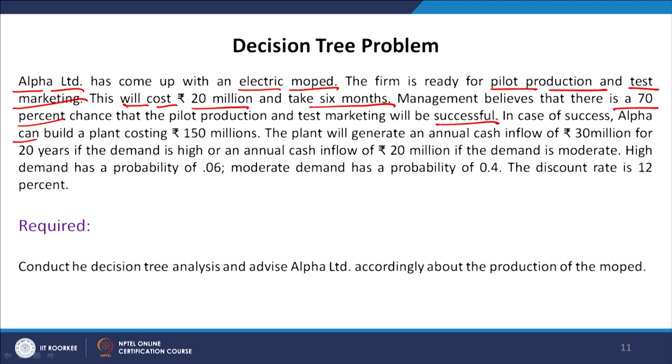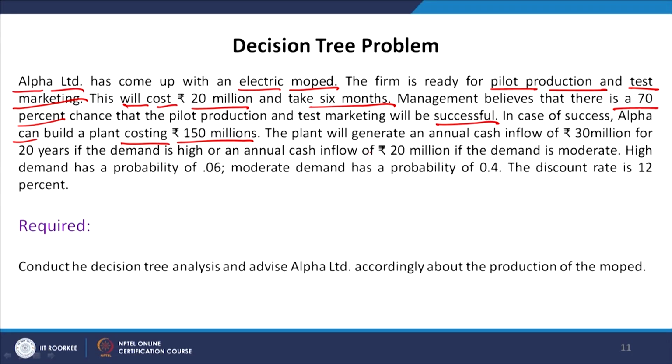In case of success, Alpha can build a plant costing how much? 150 million rupees. The total investment requirement is 150 million, while for the test marketing and pilot production the investment requirement is quite low, which is 20 million rupees. The plant will generate an annual cash inflow of 30 million rupees for 20 years if the demand is high, or an annual cash flow of 20 million if the demand is moderate.